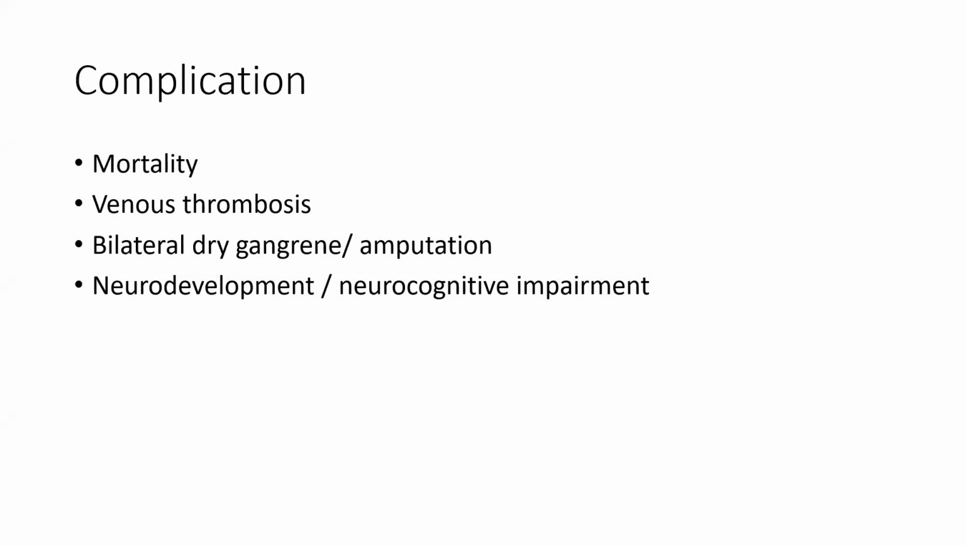vasoconstriction, ischemia, and anoxia. Also, once the child has brain edema or brain hemorrhage, the complication will be neurodevelopmental and neurocognitive impairment. We found that some children may have mild cerebral palsy and we never found the cause. Some of them may have other problems, according to some studies done elsewhere.